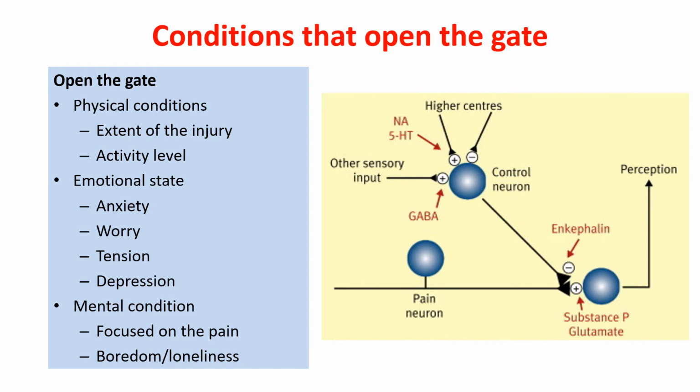To enumerate, what are the conditions that open the gate? One, the physical condition, that means the extent of injury. If the extent of injury is severe and vast, then there will always be irritation and injury that would make the pain go further, and it will continue to produce the pain.